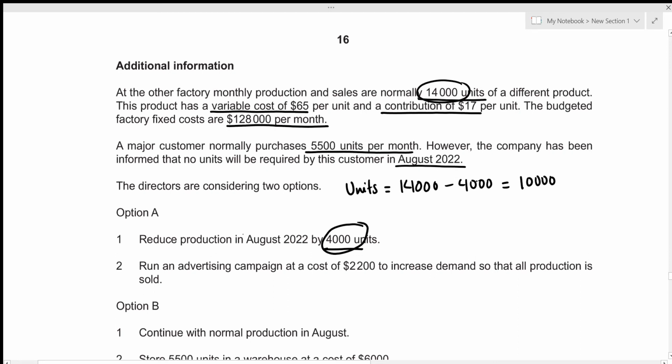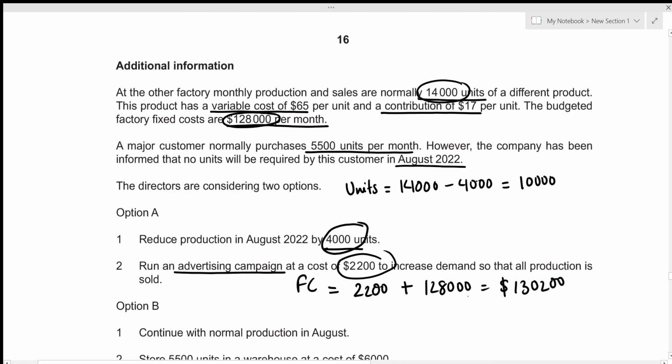Then we also need to run an advertising campaign at the cost of 2,200 to increase demand so that all production is sold. We can see that this advertising campaign does not depend on the per unit cost, which means that this is actually a fixed cost. So let's figure out our new fixed cost. That's 2,200 plus the previous existing fixed cost of 128,000. This gives the new fixed cost for option A to be 130,200.